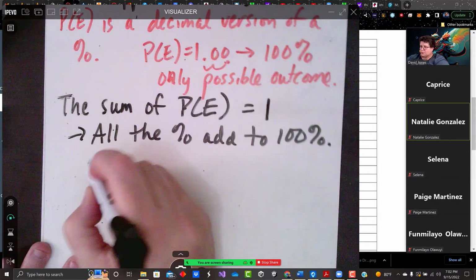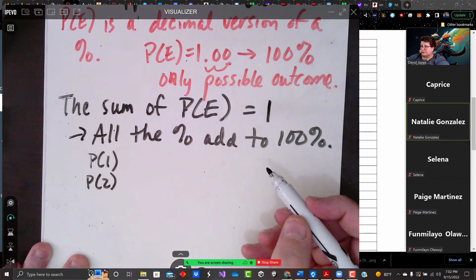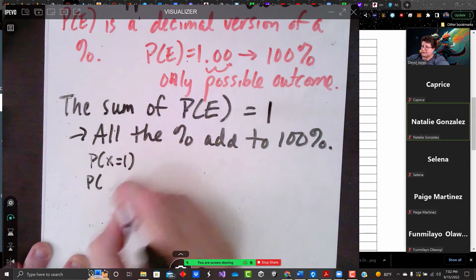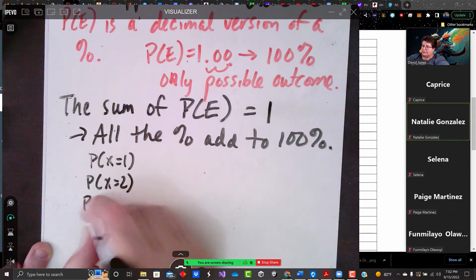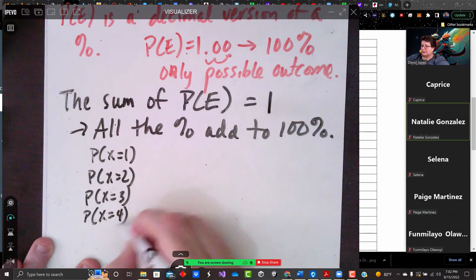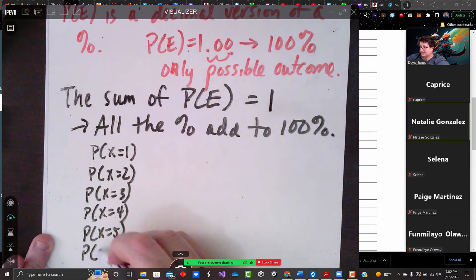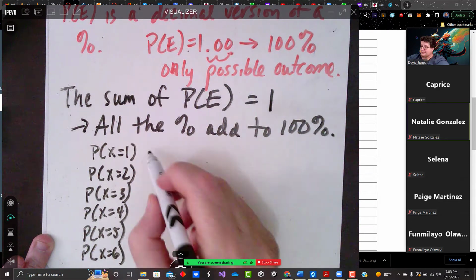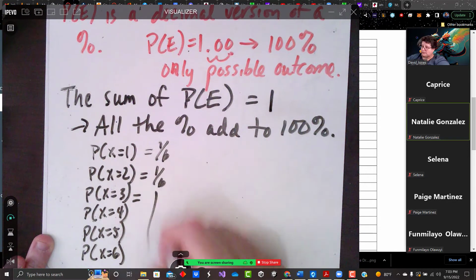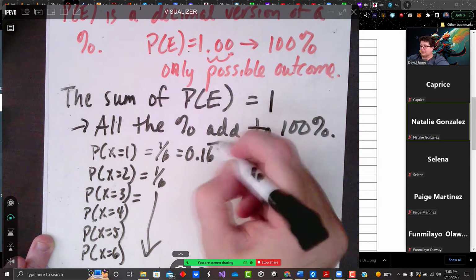In terms of the dice rolls, I could do probability of rolling a 1, probability of rolling a 2. Maybe I should use the x's while I'm still starting this. The probability that x equals a 3, the probability that x equals a 4, the probability that x equals a 5, and the probability that x equals a 6. Each is 1/6. And 1/6 is 0.166, it keeps going.